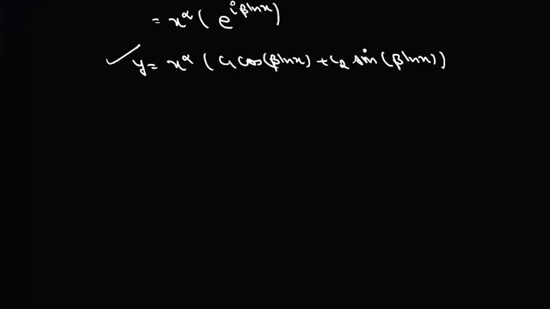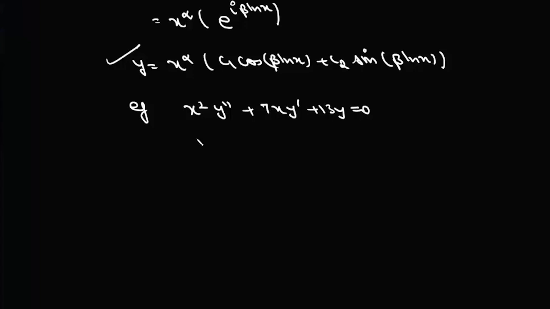Now we'll consider an example. Say for example, suppose we have to solve this differential equation, which is x square y double dash plus 7x y dash plus 13 y equals 0.